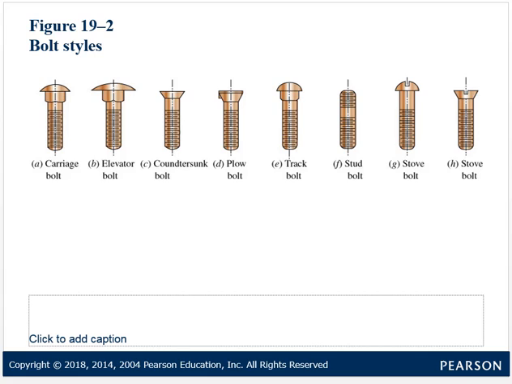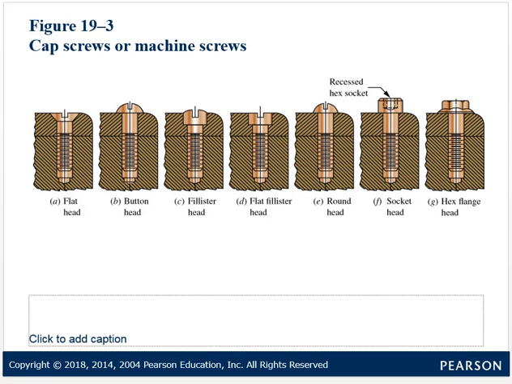Briefly, I want to talk about these bolt styles. These are just the basic types. I'm not going to talk about it too much, but you should know what you're looking at with these types of bolts. And these are cap screws or machine screws, and these are the different head configurations that are available commercially.